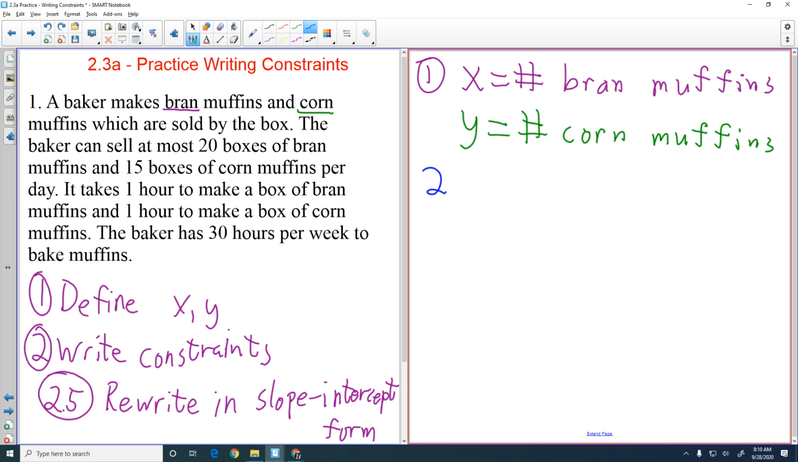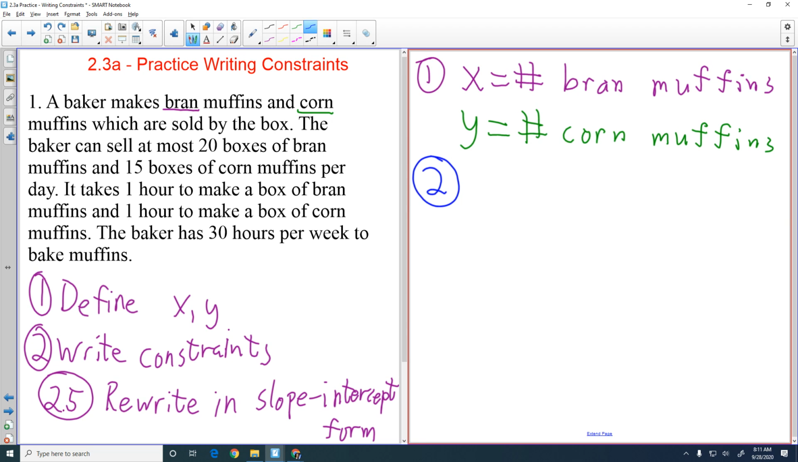Okay, step number 2. Writing constraints. Now, one of the trickiest parts about this is you don't know exactly how many constraints you have, right? Sometimes there might be 2, sometimes there might be 5. And so you don't really know exactly where to stop. So you have to look at each line, each sentence, and determine, hey, does that limit the number of this thing that I can have?